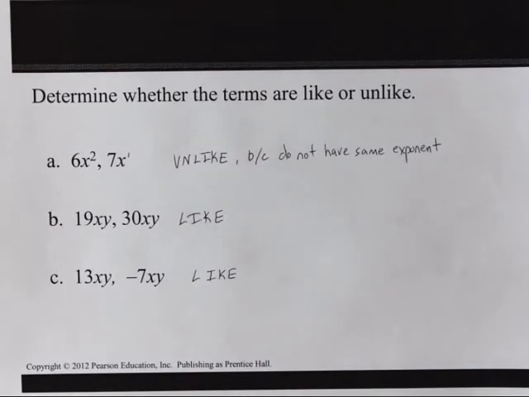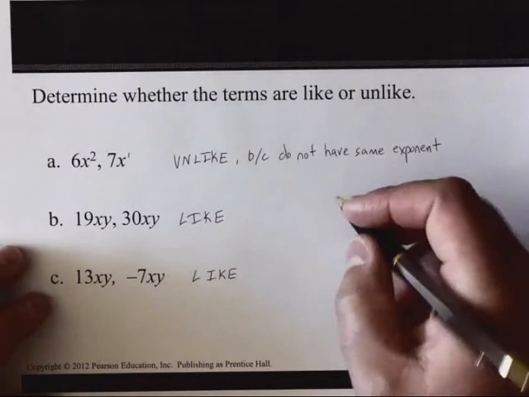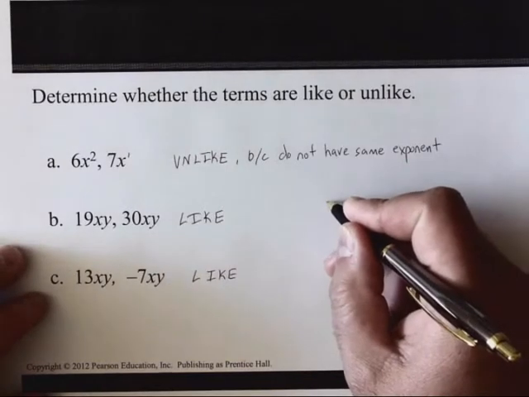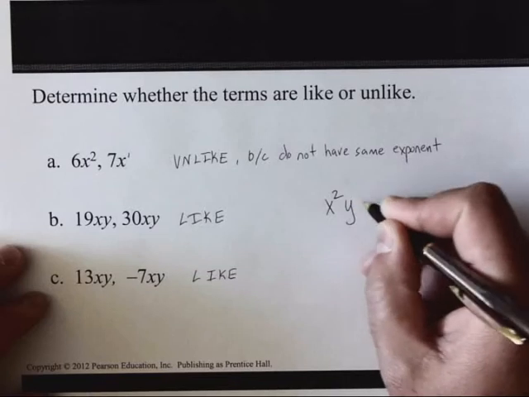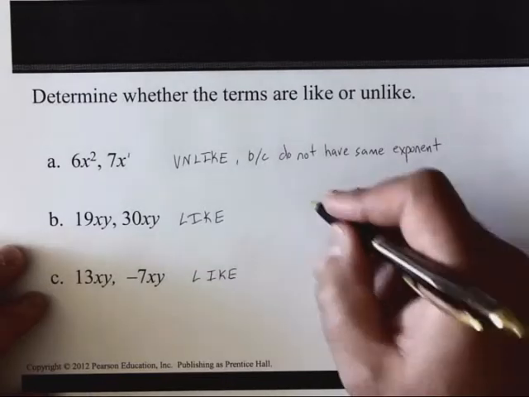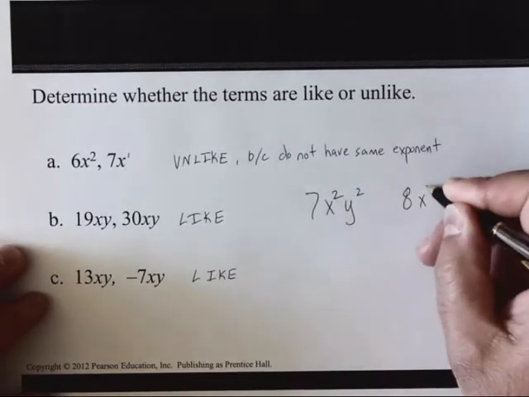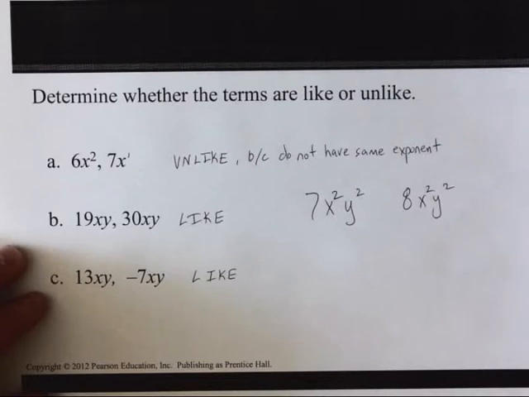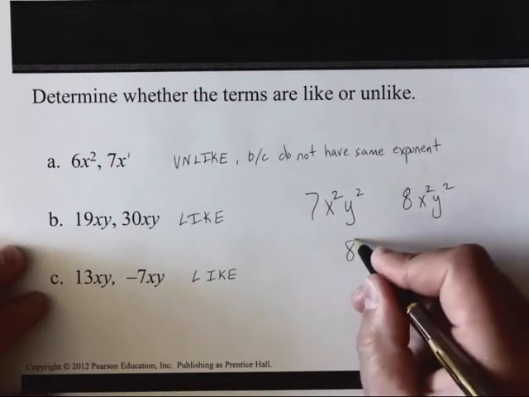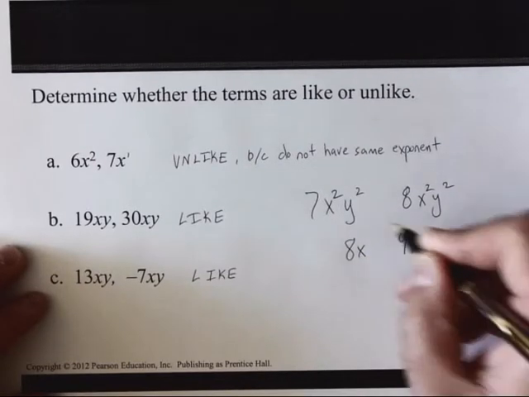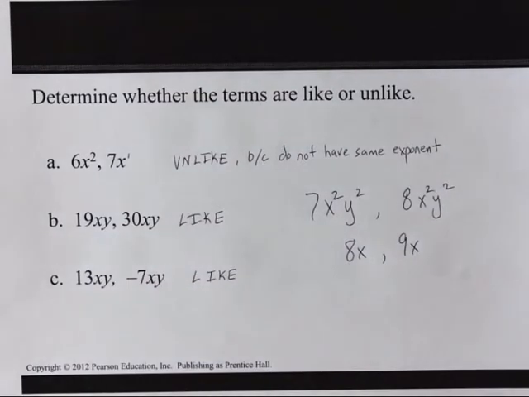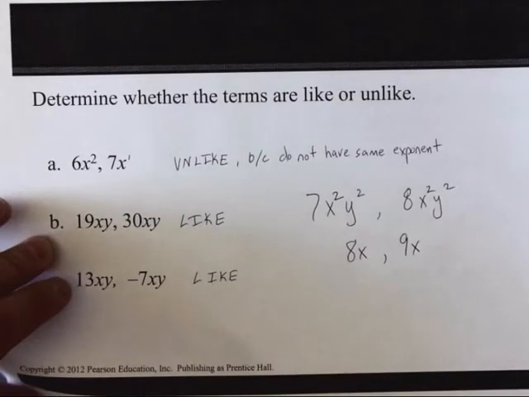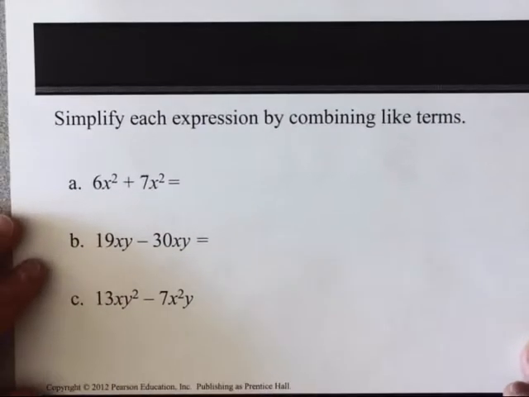Okay. Here are some other examples of like terms. So if I had x squared y squared. Those would be like terms. If I just had x, these would be like terms. So like terms obviously look the same, hence the name like terms. They look alike.